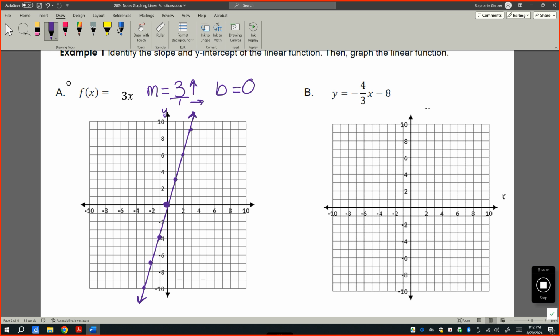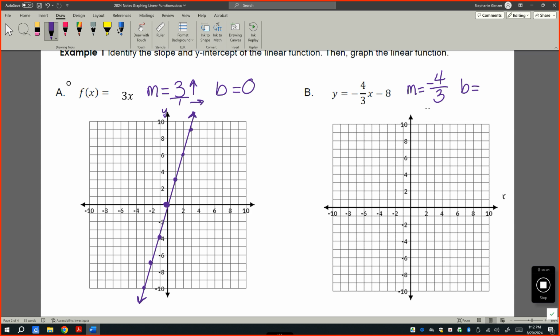Okay, let's try another one that's got a little bit more going on. All right, so let's look at example B. First thing we're going to do is identify our slope and identify our y-intercept. Corbin, can you give us a slope on that one? Negative 4 over 3. Yep, that negative implies a negative slope.